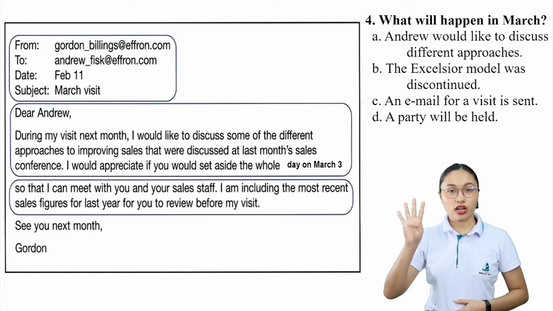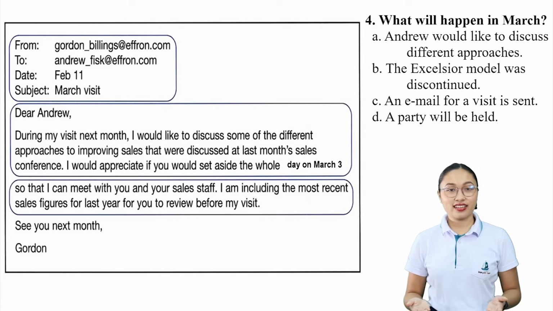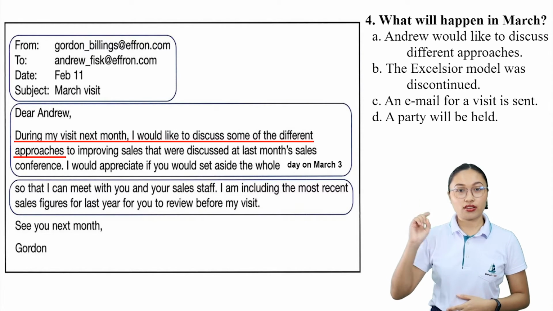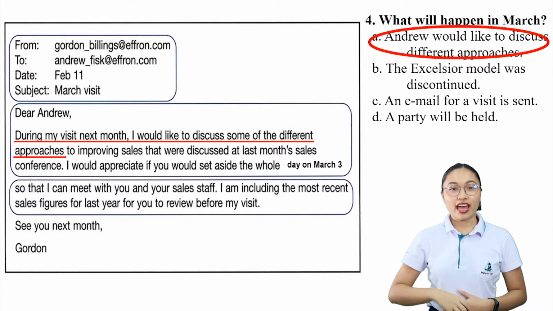Question number 4. What will happen in March? If you look back at the table, the Excelsior model was discontinued in the month of November and not in March. Letter C, an email for a visit is sent in February and not in March. Lastly, letter D, the party will be held, is out of the context. We can find the answer on the first sentence of the email. And the correct answer is letter A. Andrew would like to discuss different approaches.